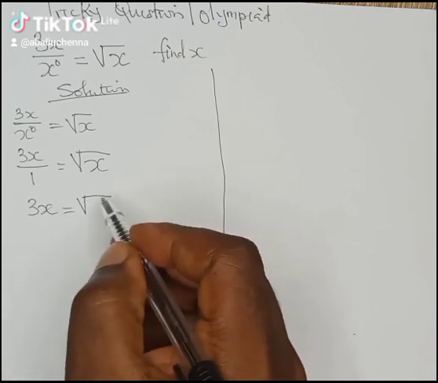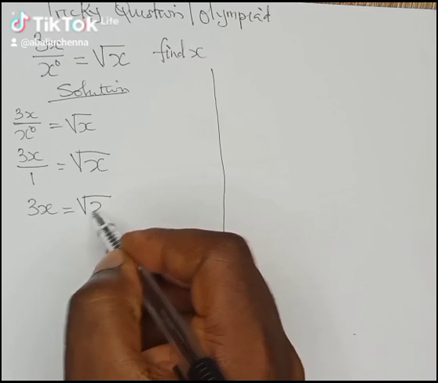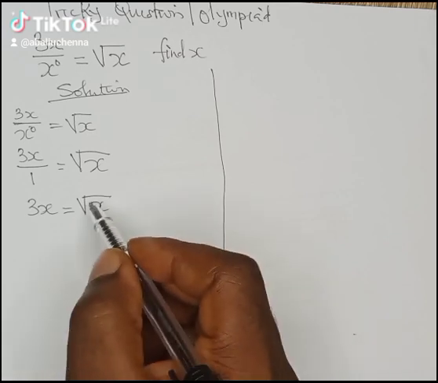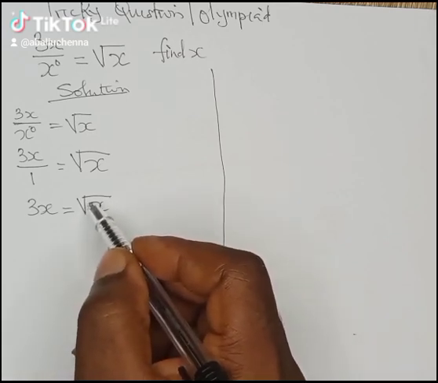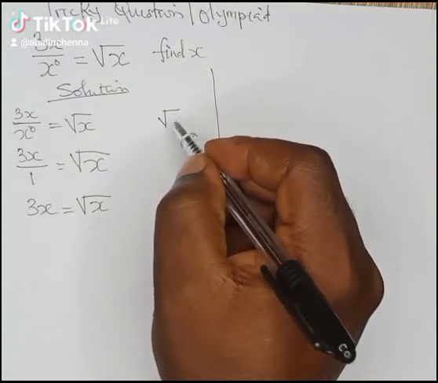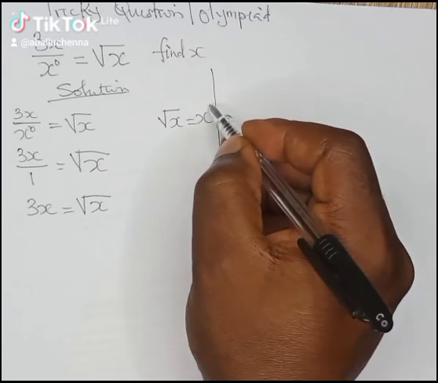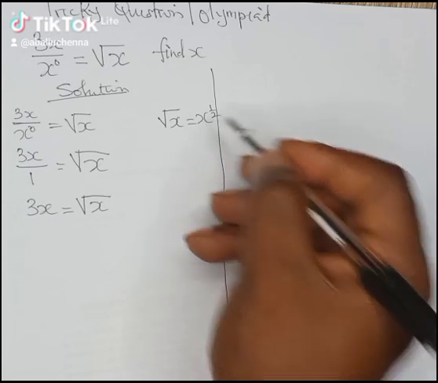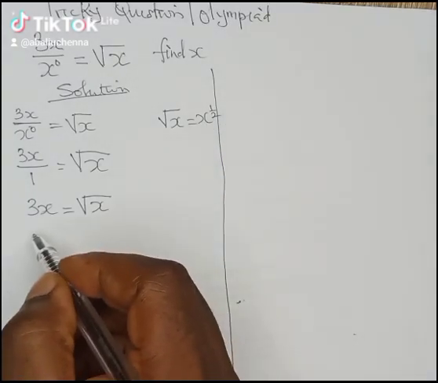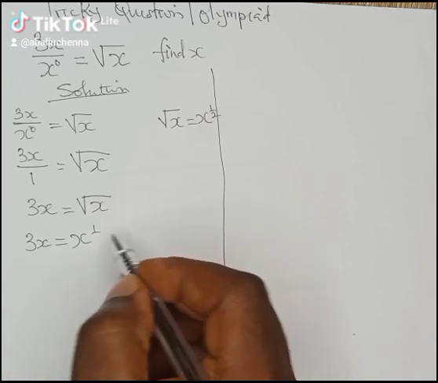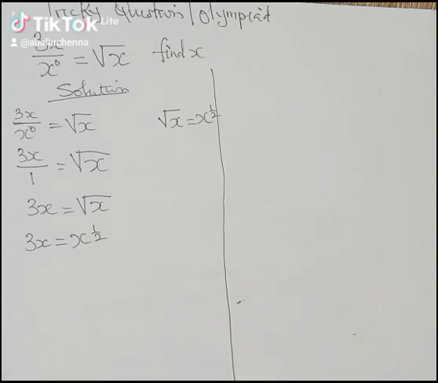equals the square root of x. I know that in laws of indices, if I have a square root, this can be rewritten as x to the power of 1 all over 2. If that is the case, I can go ahead and write it that way. That means 3x equals x to the power of 1 all over 2.